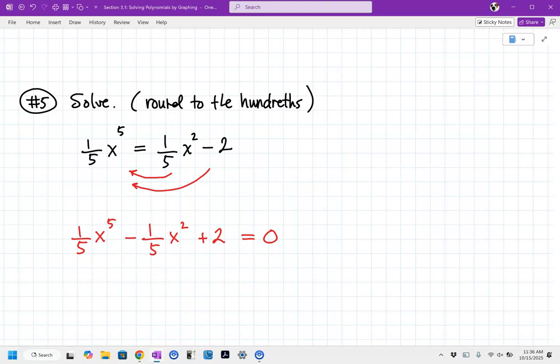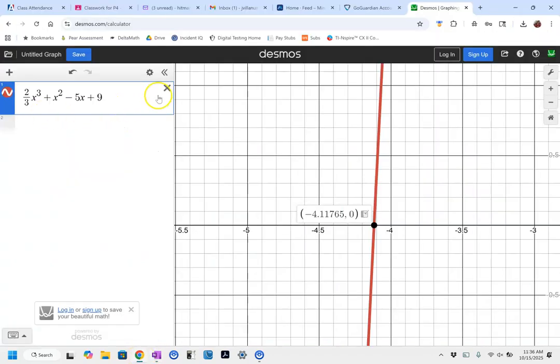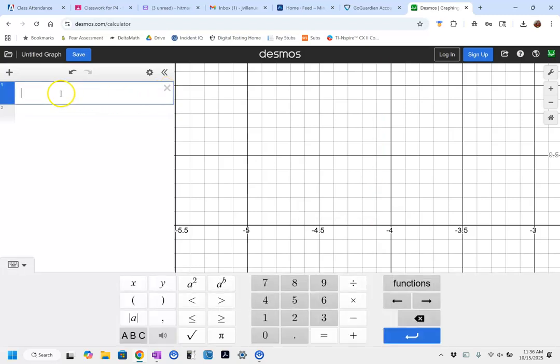Let's go ahead and type that in. So it's 1/5 x to the 5th. So let me go to Desmos. I'm going to get rid of this equation. I'm going to type in 1/5, so 1 divided by 5. Hit the right button. X to the 5th power. Hit the right again. Minus 1 divided by 5.